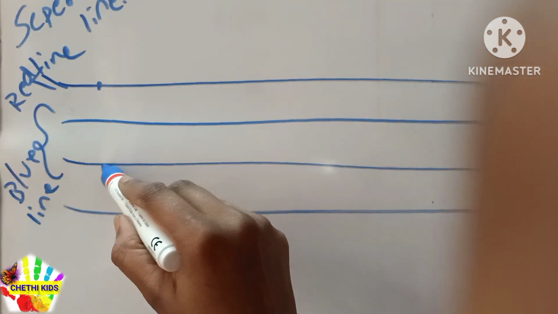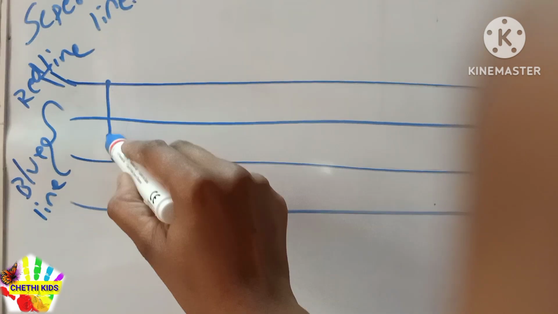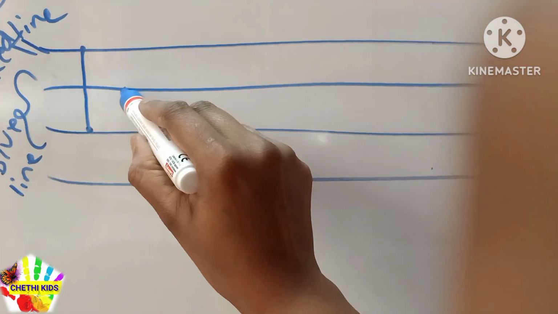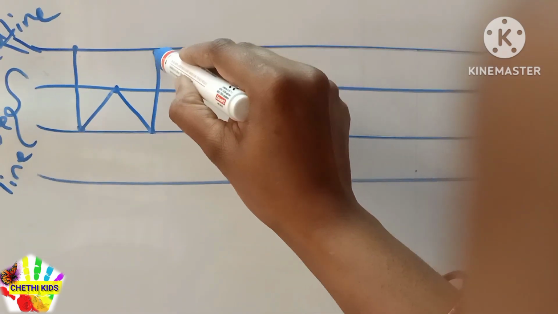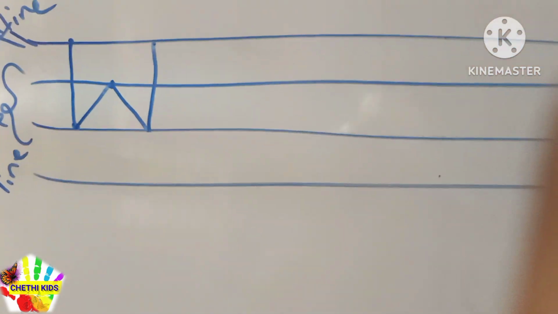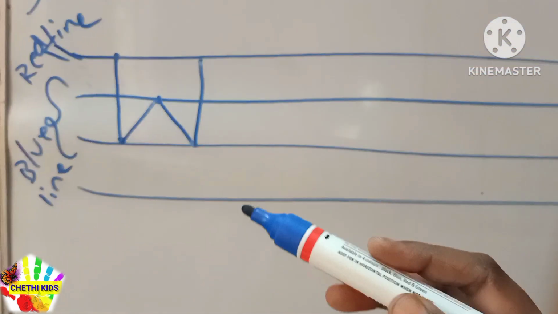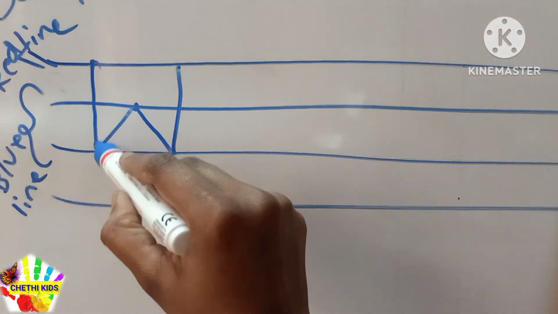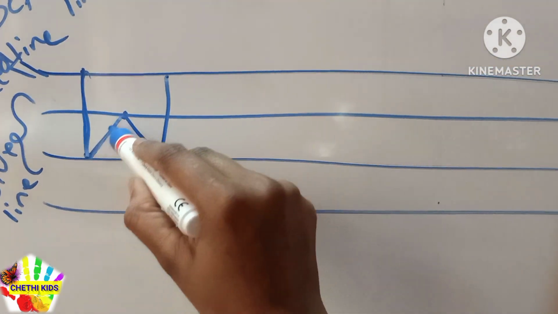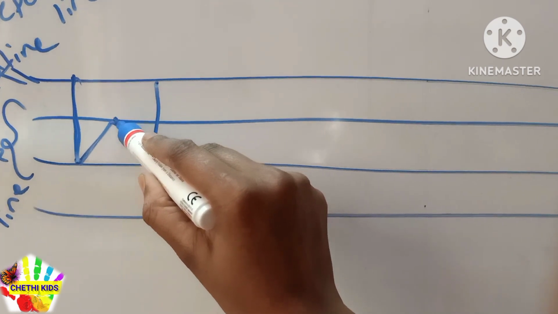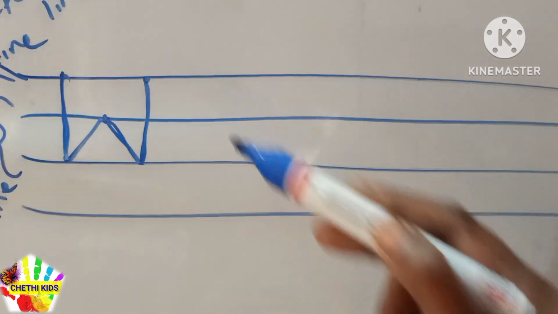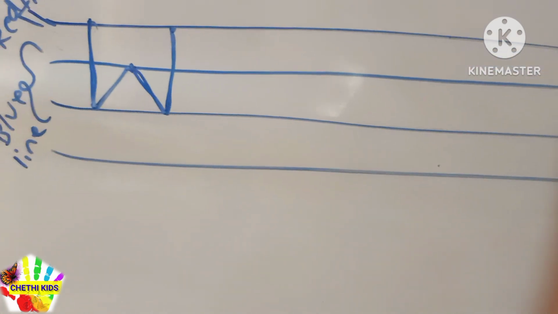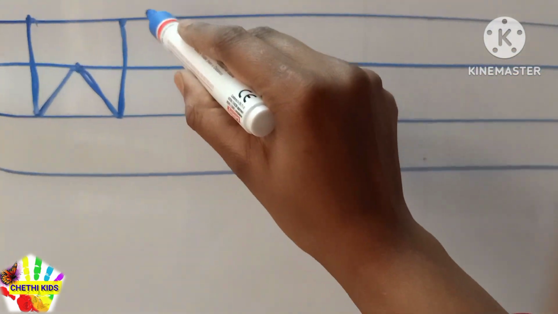Next, W. Red line to blue line, standing line, middle of the blue line, two slanting lines, and blue line to red line, standing line. Standing line, middle two slanting lines. Next, blue line to red line, standing line. This is W.